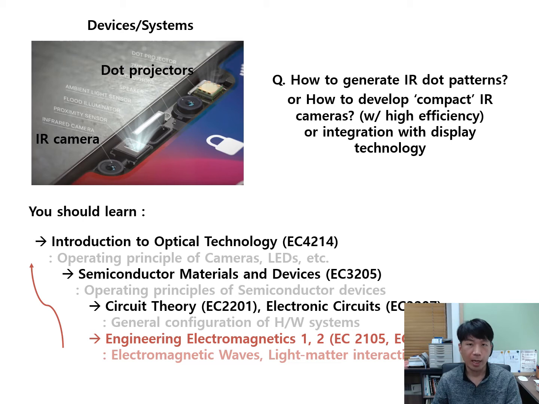And also, as a prerequisite, you should take two important fundamental courses. The first one is circuit theory, and the other one is engineering electromagnetics, to understand electromagnetic waves and light-matter interactions. This is a course tree, and this engineering electromagnetics course is the starting point of the EE classes. So without this class, it's really hard to understand key concepts of these technologies.